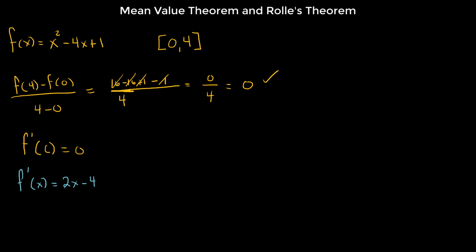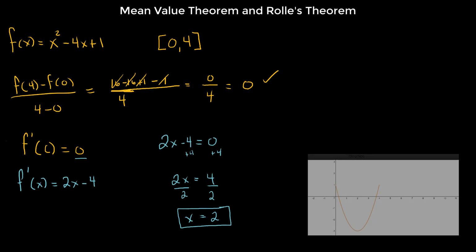Well, since we're looking for where the derivative equals 0, that's all we've got to do. Take 2x minus 4, set it equal to 0, then solve for x. In doing so, we'll add 4 to both sides, which will leave us with 2x equals positive 4. And then lastly, we divide both sides by 2 to receive x equals 2. And there we go. We have solved for that c value. So the value that satisfies Rolle's theorem for this particular situation is x equals 2.